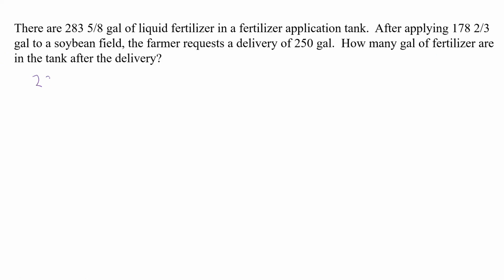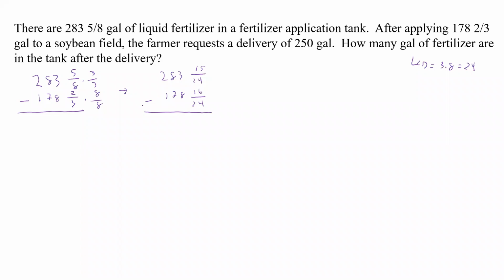So we'll have 283 and 5/8 minus our 178 and 2/3, and that's going to be our first problem to do. And so here our LCD is going to be basically 3 times 8, which is 24. So we're going to multiply that by 3 over 3, and this one by 8 over 8. And so this gives us 283, and that's going to be 15 over 24 minus 178. This is going to give us 16 over 24.